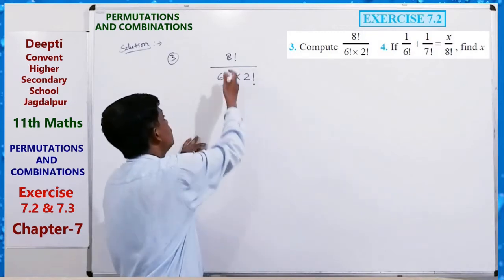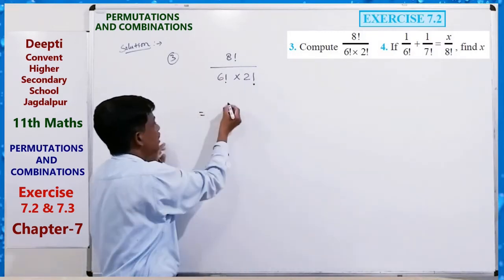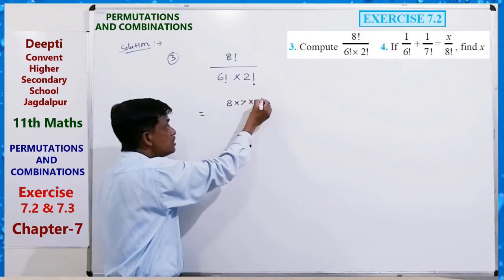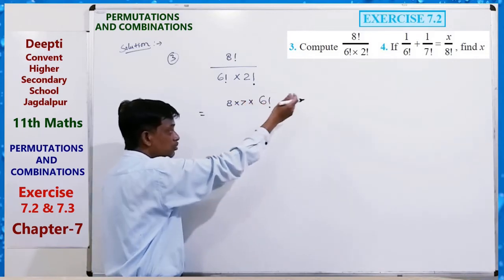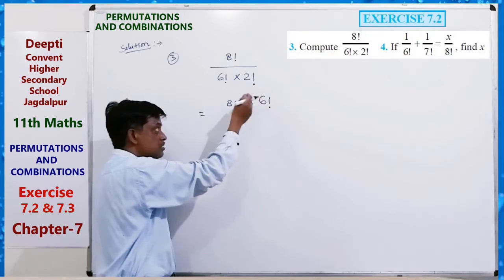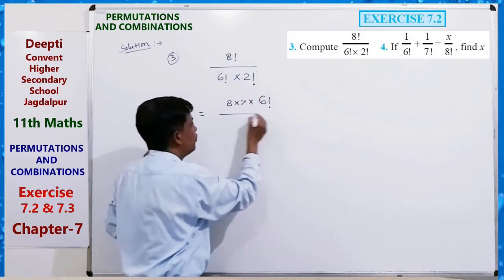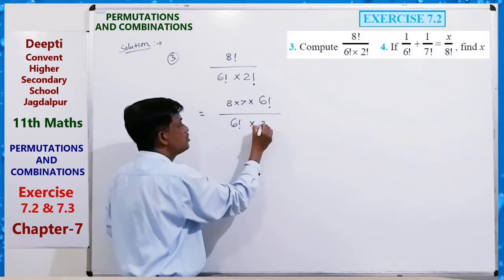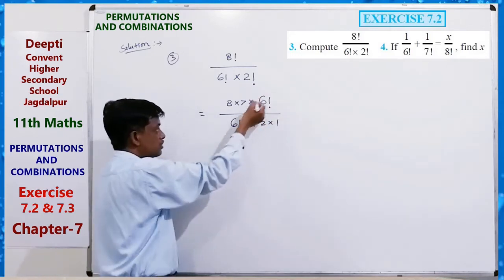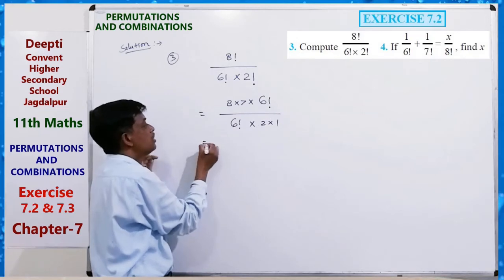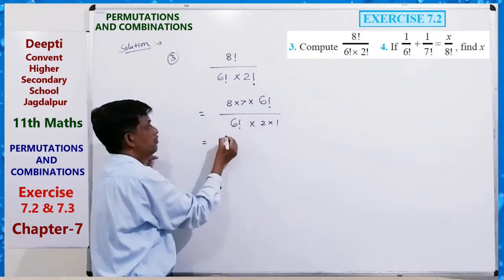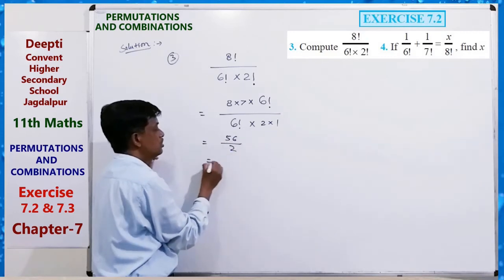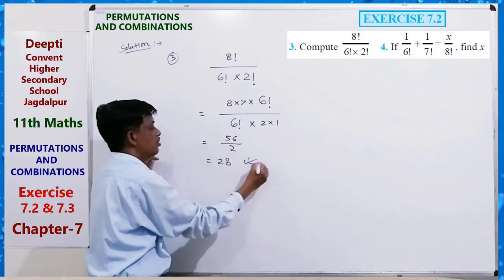So just convert it in factorial notation. 8 factorial can be written as 8 into 7 into 6 factorial. Upon, here 6 factorial is also available, and 2 factorial means 2 into 1. So 6 factorial cancels. So we can write 8 into 7, 56, upon 2. So this is 28, solved.